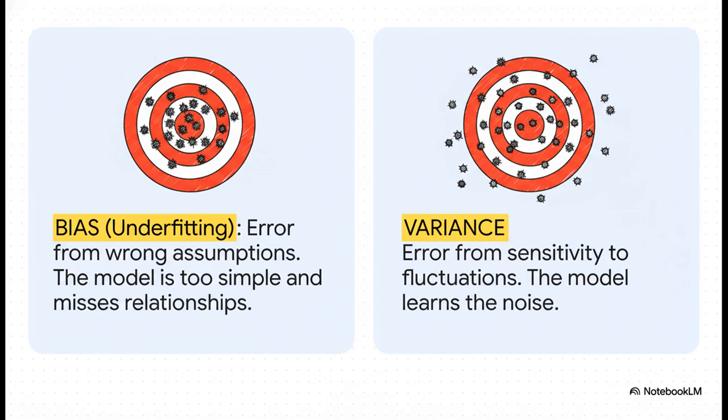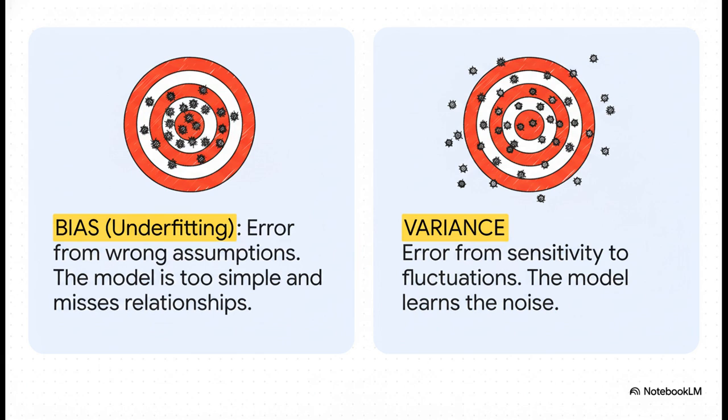Bias is the error you get from having the wrong assumptions. A high-bias model is too simple. Its shots are all clumped tightly together, but they're all way off the bullseye. That's called underfitting. Variance, on the other hand, is error from being too sensitive.